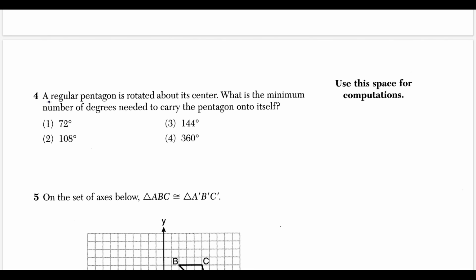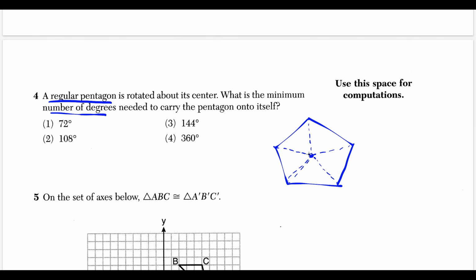For question 4, we have a regular pentagon that is rotated about its center, and we want to know the minimum number of degrees needed to carry the pentagon onto itself. So for this one, we'll do our best to draw out a pentagon just so we can visualize what's going on here. If we're rotating it about its center, what I like to think about is I draw a point in the center, and then I draw lines like this connecting the center to the vertices of the regular pentagon.